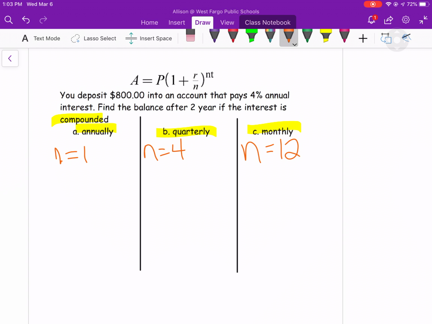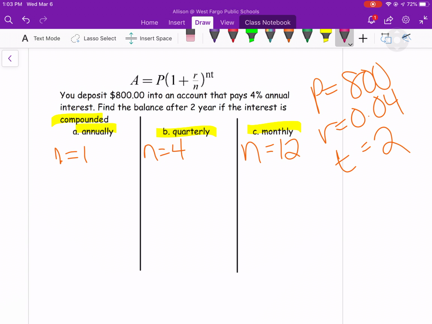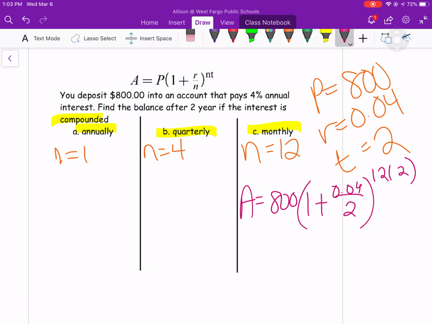In this equation, you're depositing $800, so that's my initial starting value, which is my P. The account pays 4%, so r is going to be 0.04 in the equation. And I want the balance after 2 years, so I want the balance after t equals 2. So I'm just going to do it for monthly, I think. So I'm going to plug this into my equation, 800 for P, 1 plus 0.04 divided by 2, and then n times t will be 12 times 2 up here.